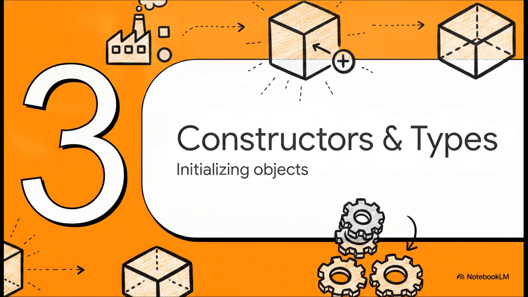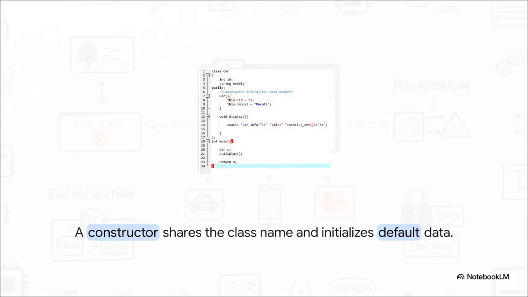All right, Section 3, Constructors and Class Types. So what is a constructor? It's a special public member function, and you can always spot it because it shares the exact same name as the class itself, like here where it's called Car. Notice it has absolutely no return value, not even void. Its entire purpose in life is to initialize default data members the moment an object is created.